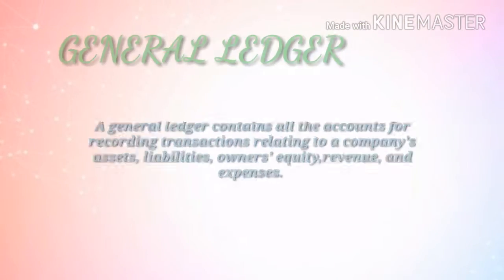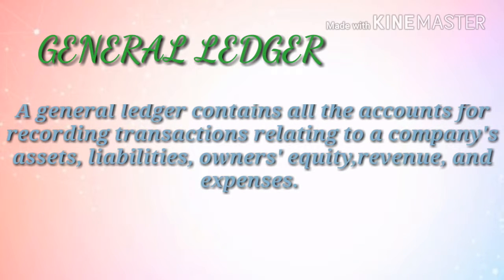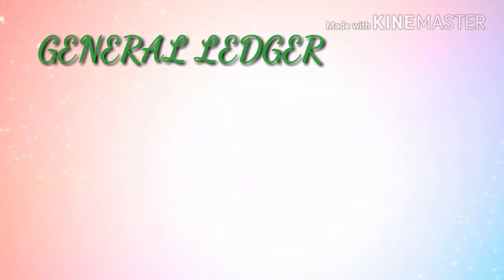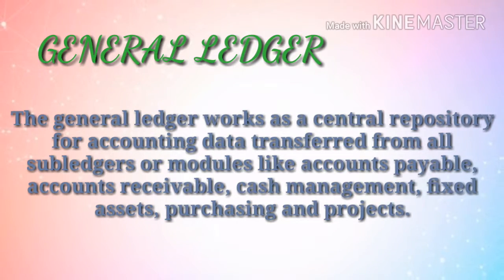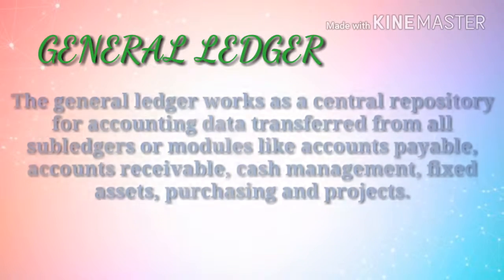General Ledger. A general ledger contains all the accounts for recording transactions relating to a company's assets, liabilities, owner's equity, revenue, and expenses. The general ledger works as a central repository for accounting data transferred from all subledgers or modules like accounts payable, accounts receivable, cash management, fixed assets, purchasing, and projects.